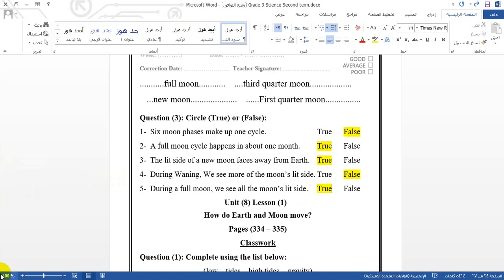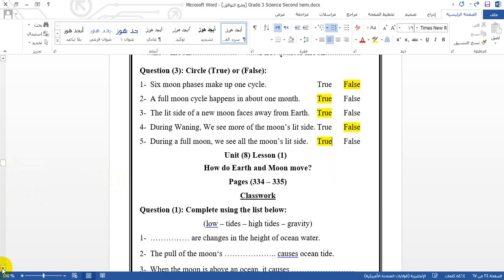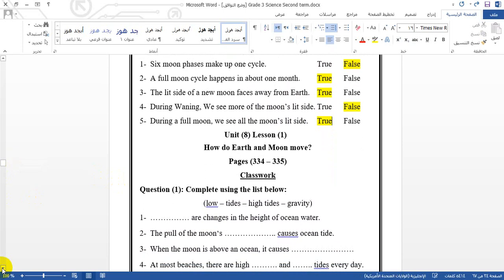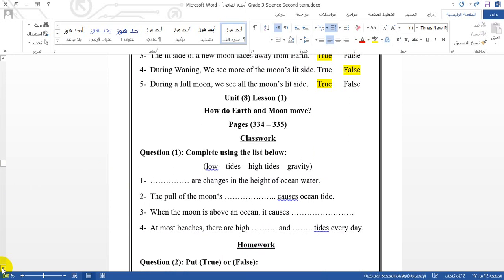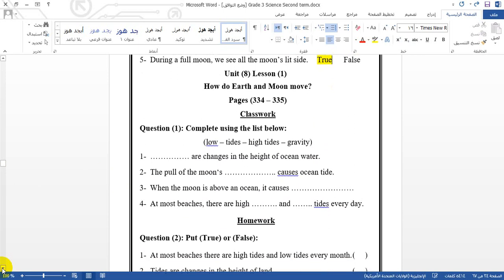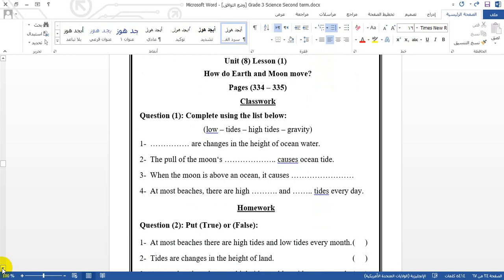Now next page. Now we should go to the next page, page 32. Now we are in page 32. Okay guys, open your booklet now, page 32.